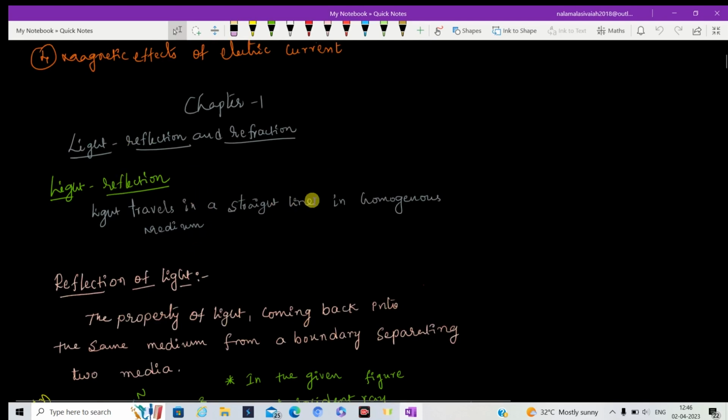Light travels in a straight line in a homogeneous medium. So what is a homogeneous medium? In a medium, if all the particles exhibit the same nature, that is called a homogeneous medium.